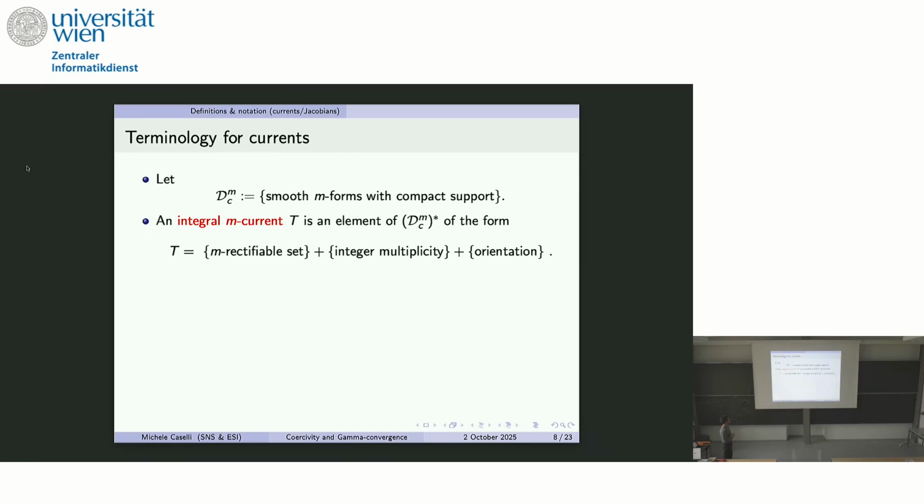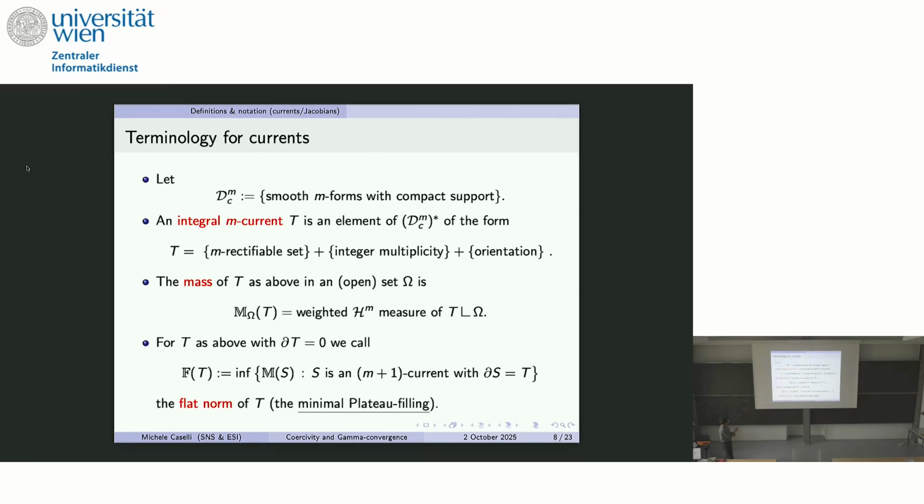Okay, so for us, an integral M current will always be an object of this type. The mass of a T as above is just the weighted H^M measure with respect to its multiplicity, restricted to an omega. And for a current as above, also the boundary is the boundary, right? So I have defined a current as a rectifiable set with the multiplicity and orientation, and the boundary is the boundary of everything, right? So the boundary of the set, the orientation induced at the boundary, and the multiplicity at the boundary, okay?